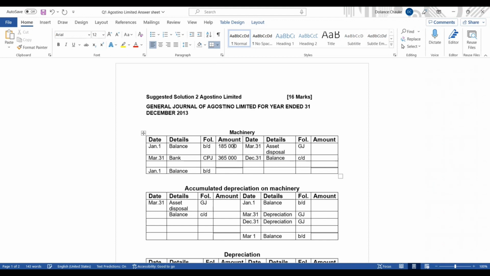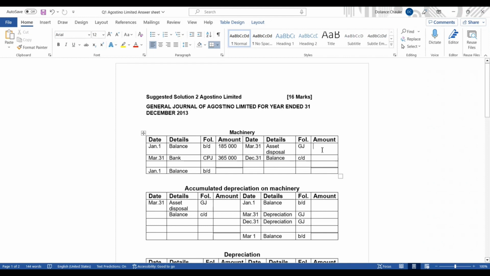185,000, right? So there we go. Well, we usually search for the opening balance of the machines that have been there. Then we found that we have 185,000 opening balance of the machine, and it's the one that we have disposed in this case, right? It's an easy question.